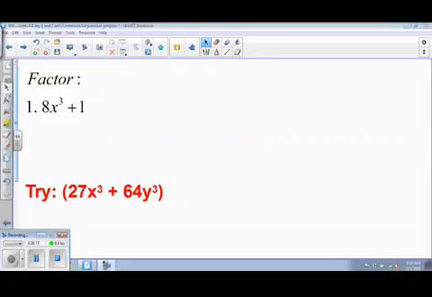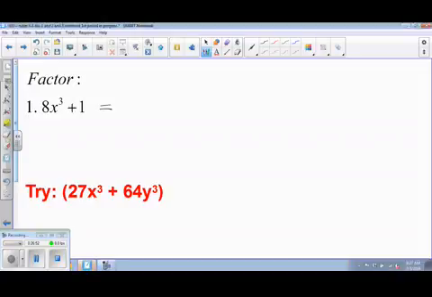So let's look at this one. 8x to the third power plus 1. It's a binomial. I don't have a greatest common factor, so I'm going to check to see if it's one of my special cases. Are they perfect squares? No. 1 is a perfect square, but this is not. 8 is not a perfect square. Are they perfect cubes? Yes. I can take the cube root of 8. It is 2. And x times x times x is x to the third. So to figure out the cube root of your variable, just take your exponent and divide it by 3. So we know that it meets the specifications.